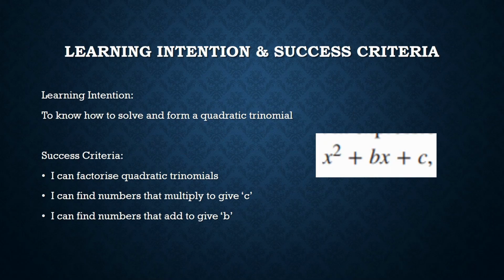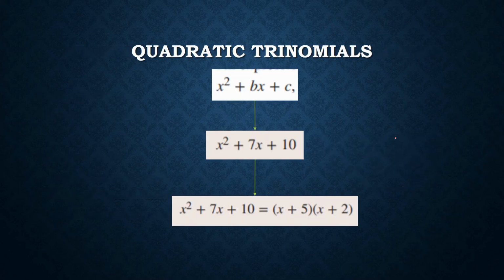So let's get started. Today's learning intention is to be able to know how to solve and form a quadratic trinomial, and I've just shown that indicated over here on the right as x squared plus bx plus c. Okay, so your success criteria is that you can factorize a quadratic trinomial, which is one of these. You need to be able to find the numbers that multiply to give c, which is the second success criteria, and you need to find numbers that add to give b as shown. And I'll go into that in more detail, but I just need you to familiarize yourself with the generic formula.